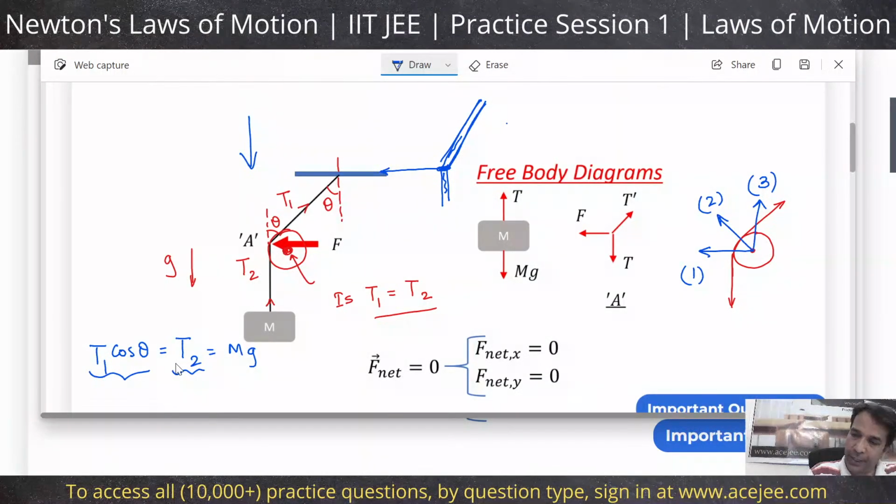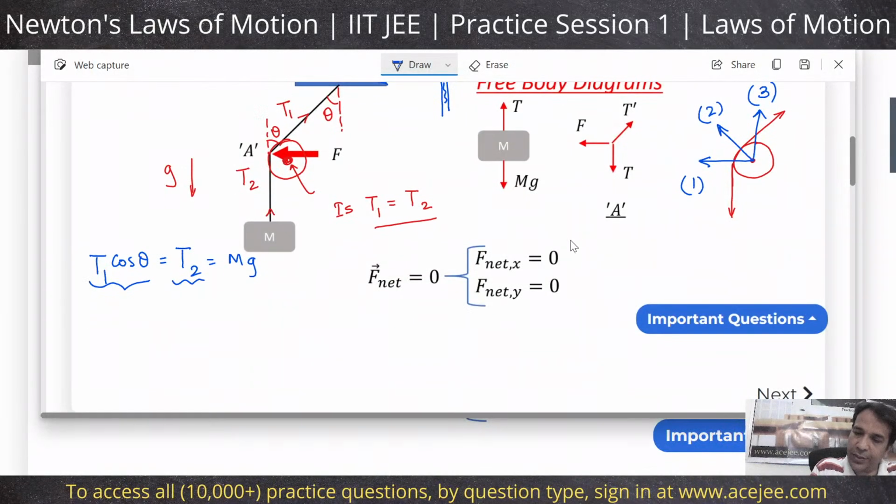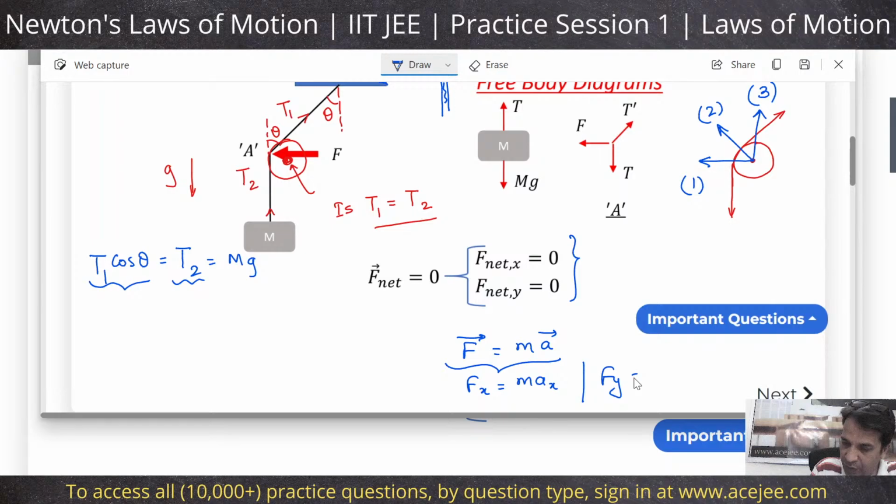So once again, to balance the forces, make sure that you balance them. Go back to Newton's second law, which is F equals ma. It's a vector equation. So the three components, scalar equations, are Fx equals max, Fy equals may, and Fz equals maz.